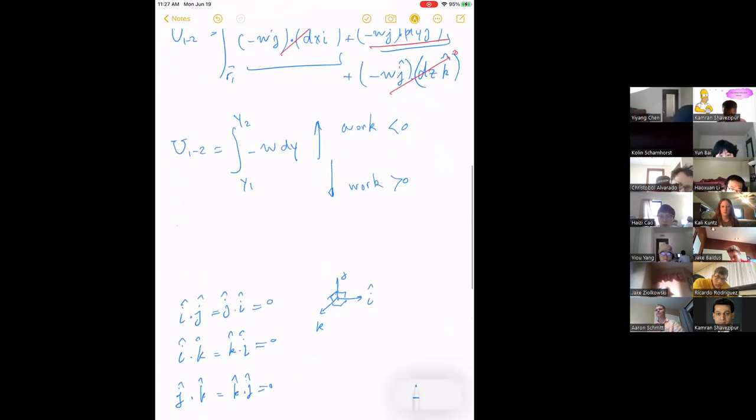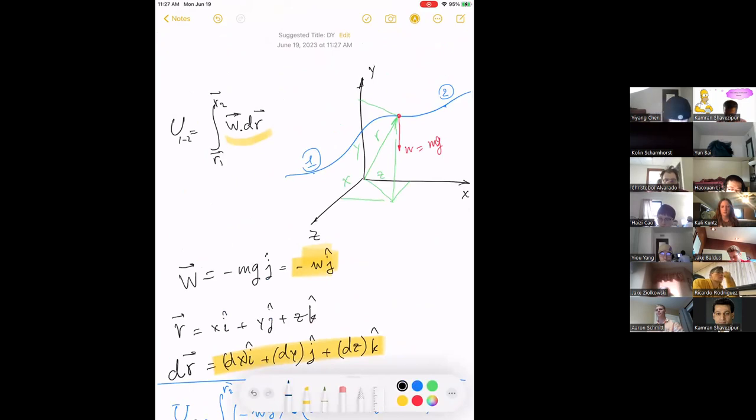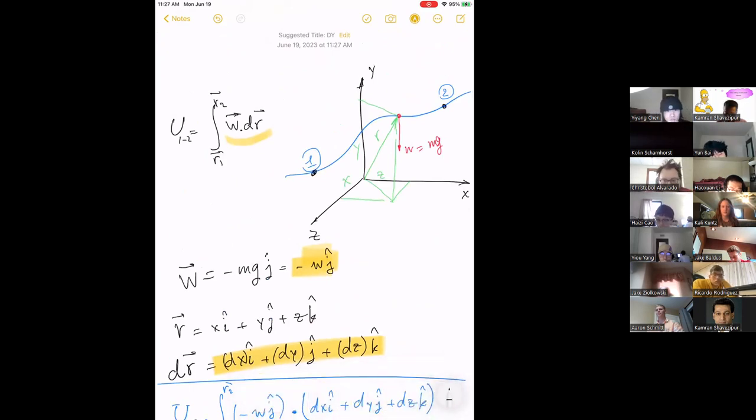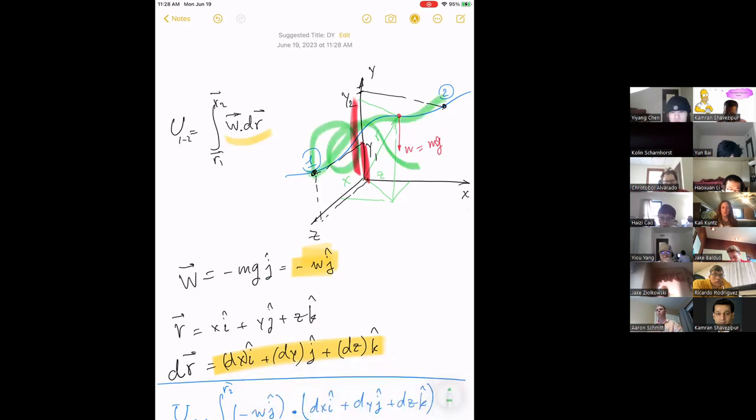Something you possibly notice here, and let me get these things back here. If you go from point 1 to point 2, point 1 has the y of y1, point 2 has y2. Technically, the work done from 1 to 2 only depends on y1 and y2. So it doesn't matter if the path of motion is like this, like this, or like that. It doesn't matter, right? Because you don't see any s or length of the path. You just see the initial point, the final point, the y values, right?